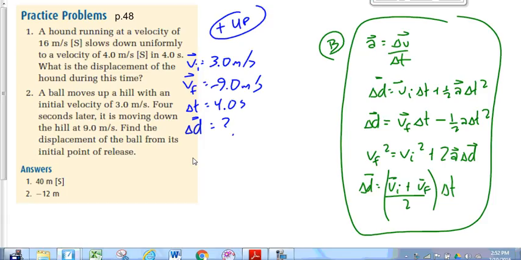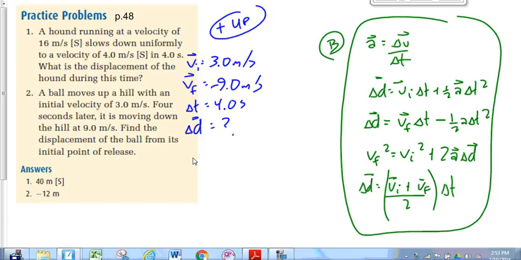When I look at this, I see VI is 3, VF is 9, T is 4, and D. It almost looks like I should use V equals D over T, just subtract the velocities and use distance over time. I can't do that though. Even if it looks like it fits the givens, don't do that, because it's an acceleration problem and you can't use a group A equation with an acceleration problem.